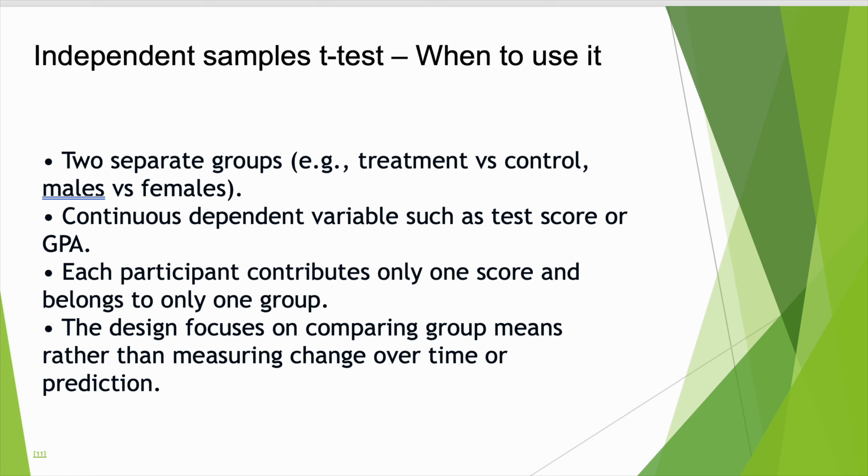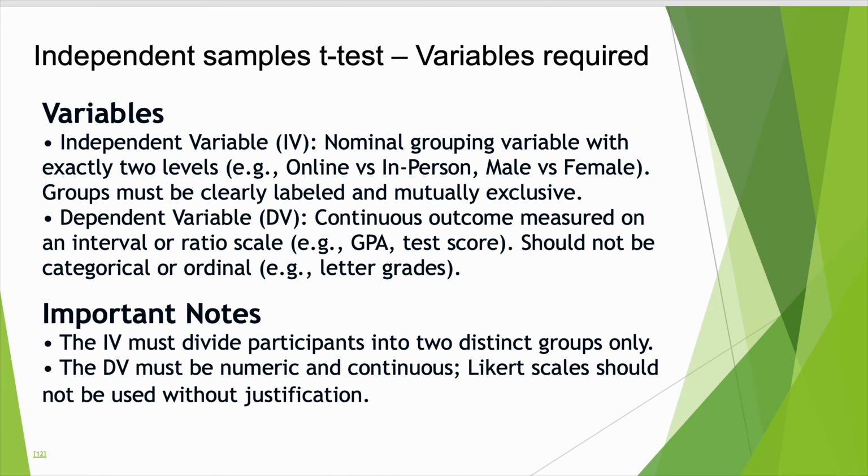And then also the design is going to focus on comparing the group means rather than measuring change over time or trying to predict anything. And so here, our independent variable, we call it a grouping variable. So it's how are you grouping people? Is it online versus in person? Male versus female? Protestant versus non-Protestant? Black and brown versus Caucasian. What are those groupings? They must be clear and they must be labeled. So that's our grouping variable.